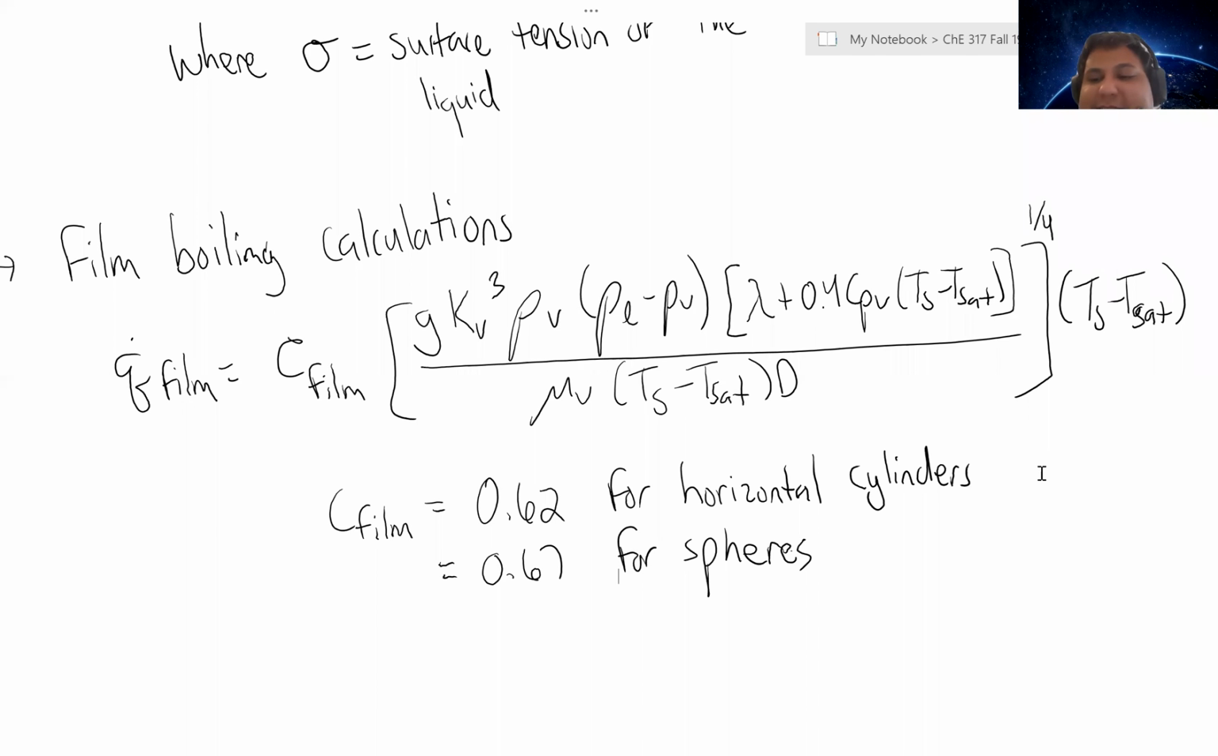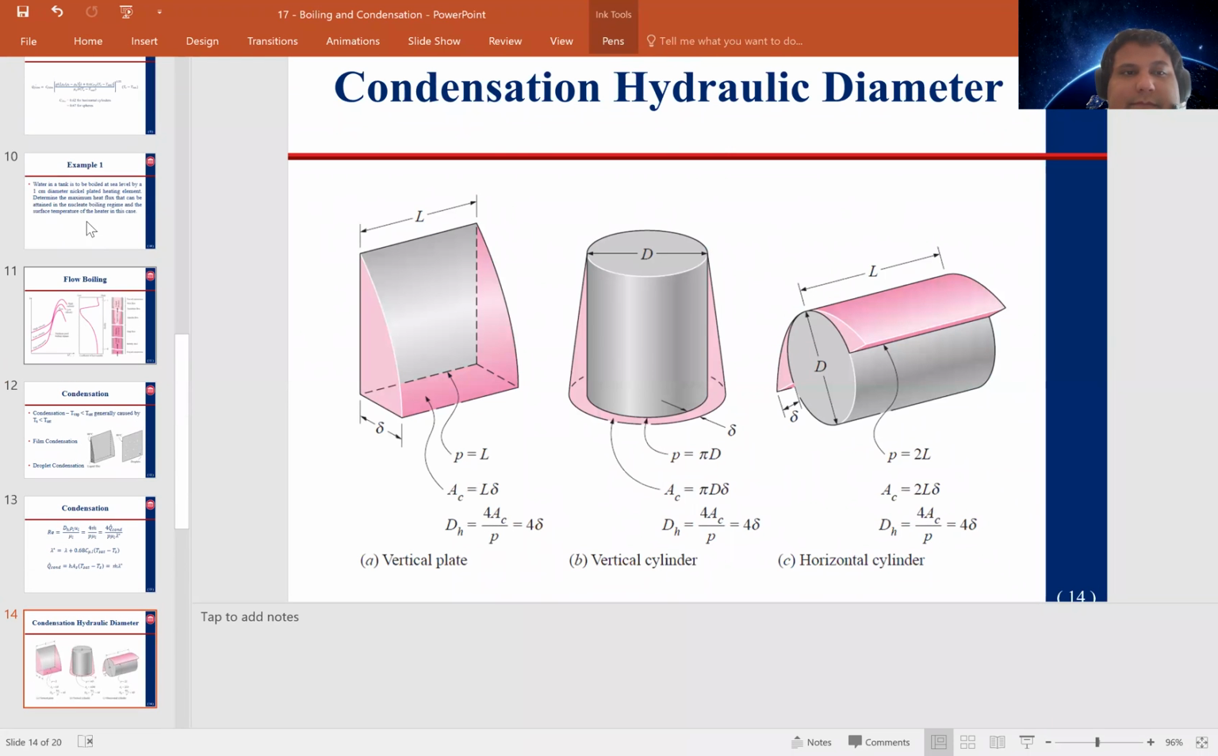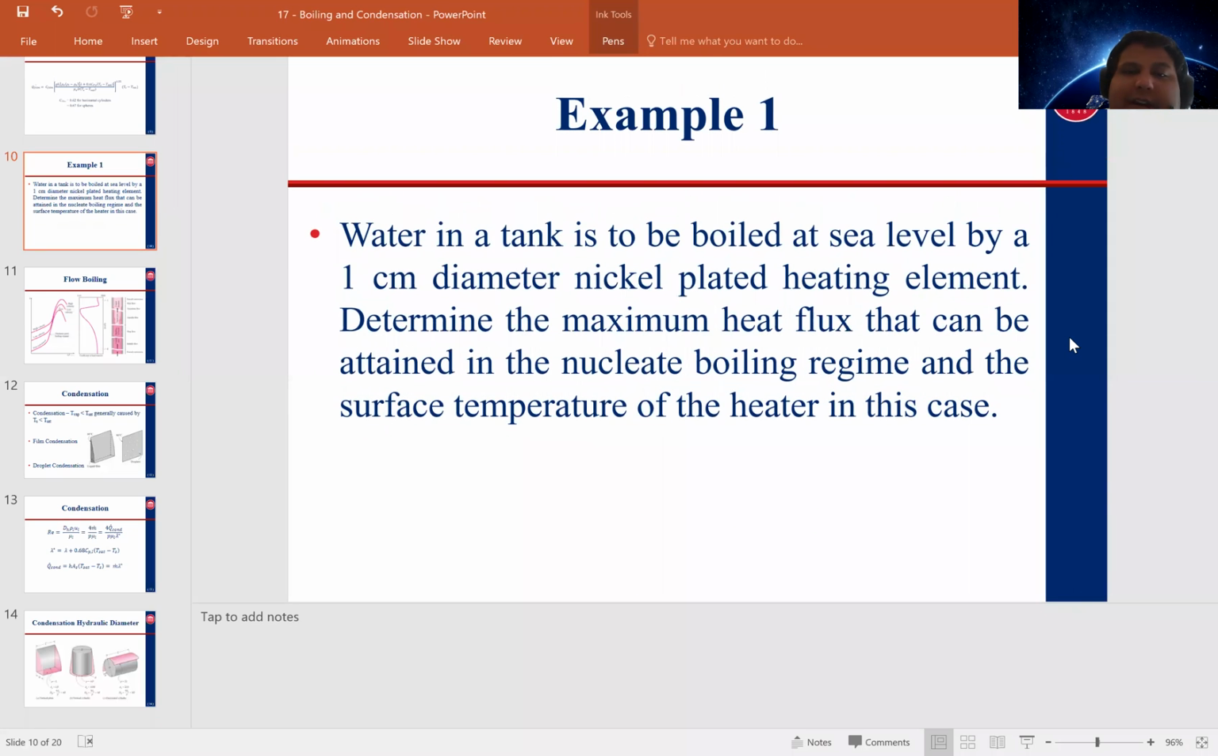All right, so let's see if we can work an example in the 12 minutes that we have left in class. So for this example, we have water in a tank to be boiled at sea level by a 1 centimeter diameter nickel plated heating element. What is the maximum heat flux that can be attained while still existing in the nucleate boiling regime, and the anticipated surface temperature of the heater in this case?